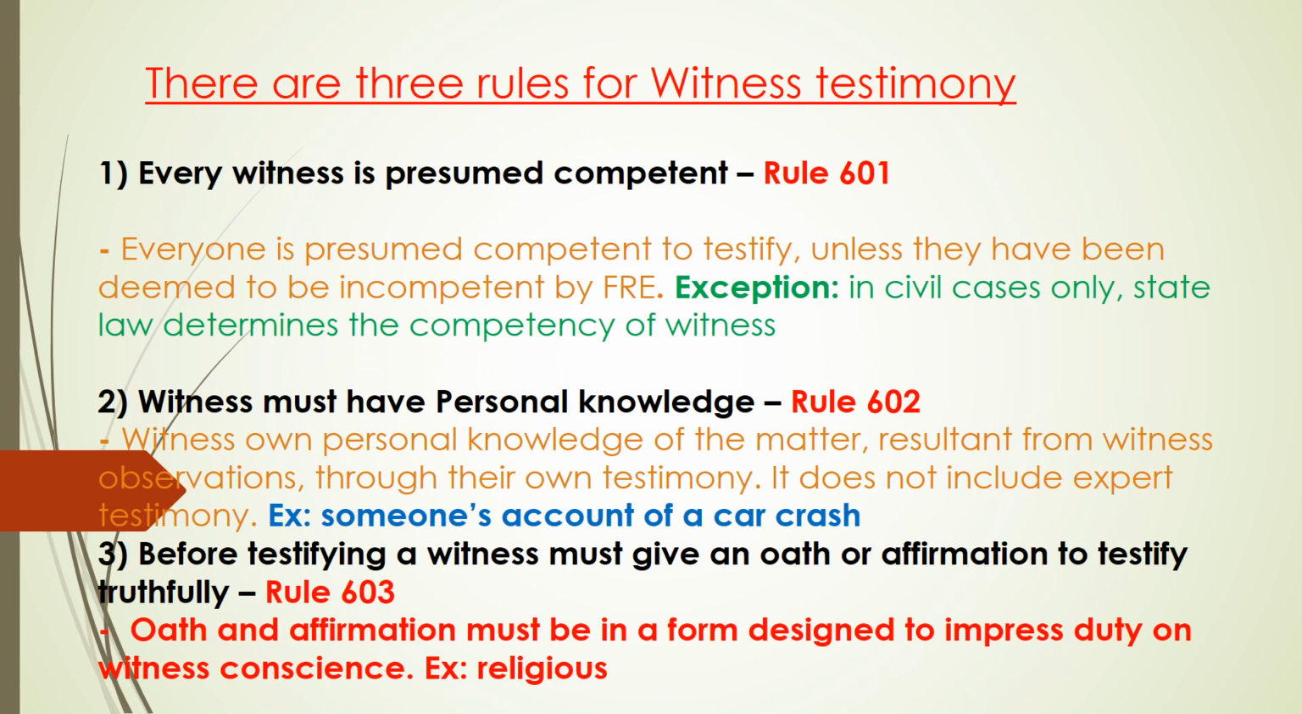As a basic requirement, there are three rules for a witness testimony. Number one, every time a case is brought into court, the witness is presumed to be competent. This is under Federal Rule 601. This is the situation when someone, for example, might have a mental issue or they may be a minor. The law provides that that person is presumed to be competent, unless they have been deemed to be incompetent by, say, the Federal Rules of Evidence, or if there is an exception in civil cases.